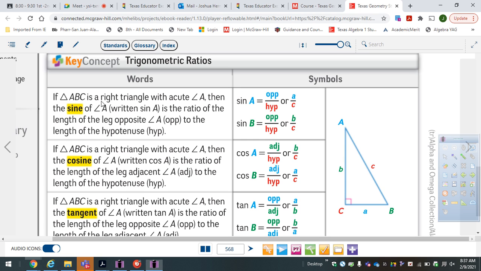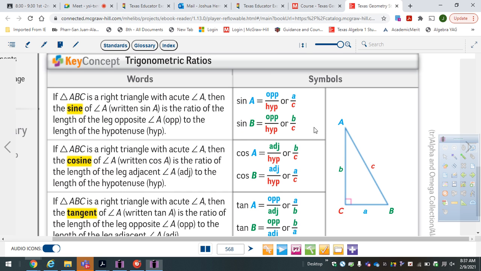Okay, guys. If triangle ABC is a right triangle with acute angle A, then the sine of angle A, written as sin A, is the ratio of the length of the leg opposite angle A to the length of the hypotenuse. So sine of A, this angle here, is equal to the opposite side over the hypotenuse. In regards to angle A, this is the side opposite of it.